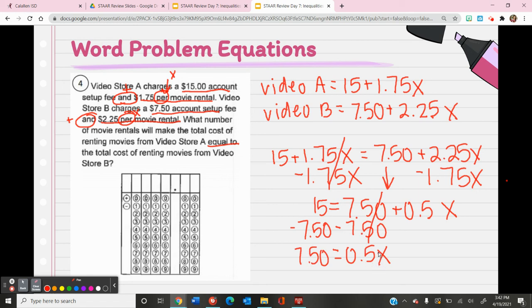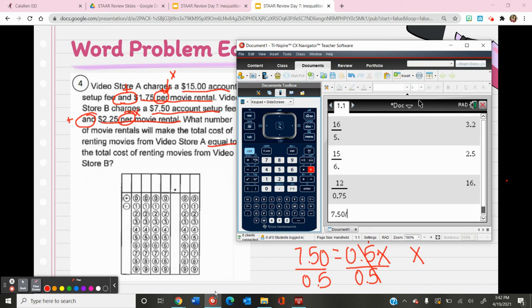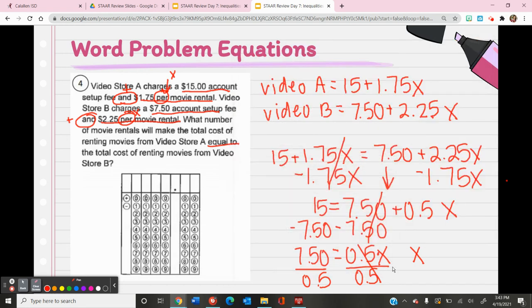Now I need to see what number is either multiplying or dividing my x value. So right now I have 0.5 multiplying x. So I'm going to do the opposite, so I'm going to divide by 0.5. So this cancels out. I'm left with x equals 7.50 divided by 0.5, and we get 15. So here x equals 15.